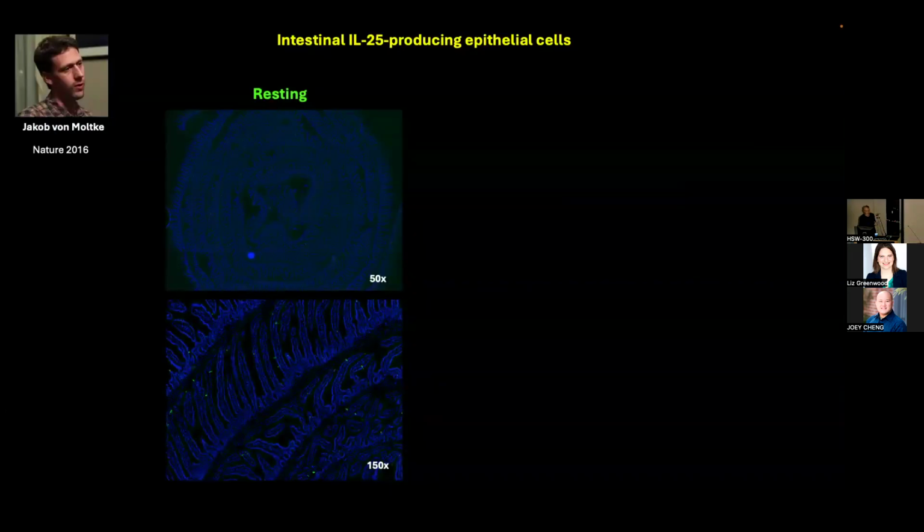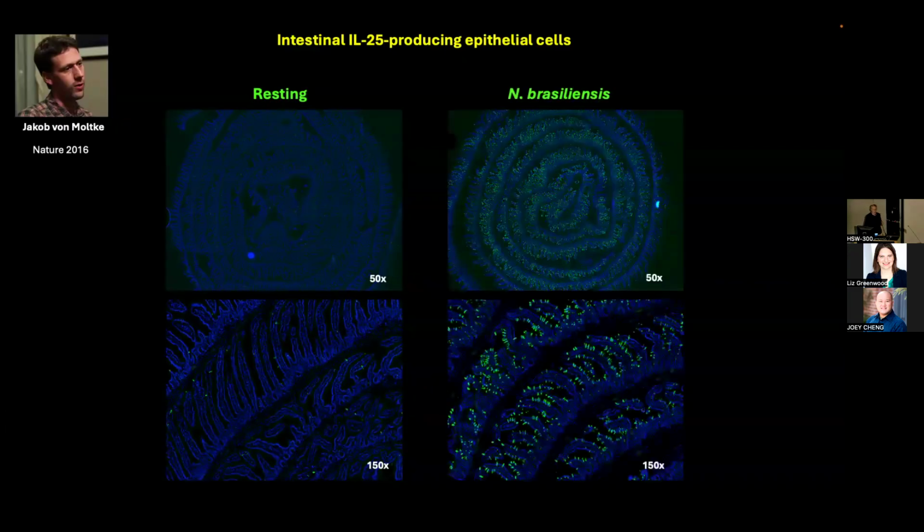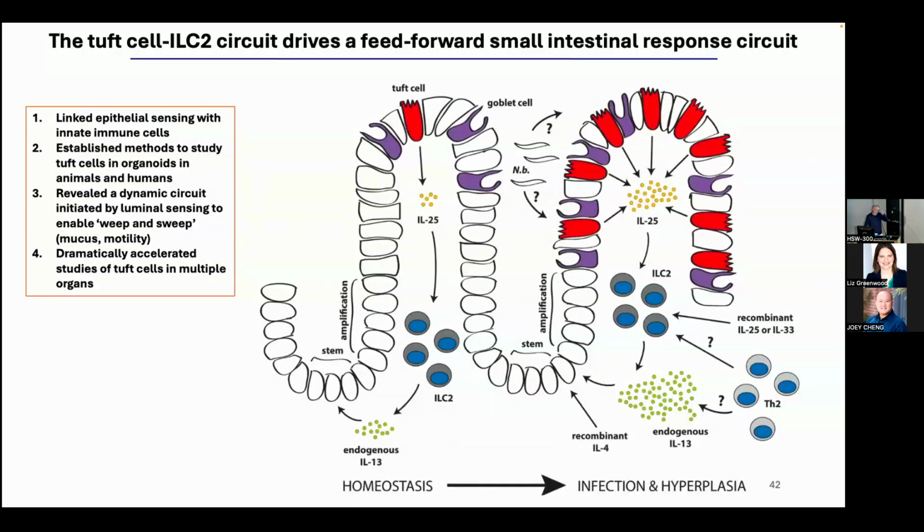Another foot-up, foot-down experiment done in the lab was when we labeled IL-25 in the work that Jakob did, and got this spectacular response with all of these cells that got magnified. This is a mind-boggling experiment because these turned out to be tuft cells, this chemosensory cell. So I'll just highlight some of the things we overlook about that series of studies from his work and from the work of others contemporaneous with that, that linked epithelial sensing with innate immune cells and established methods to grow tuft cells.